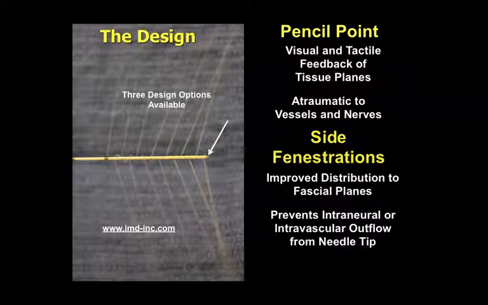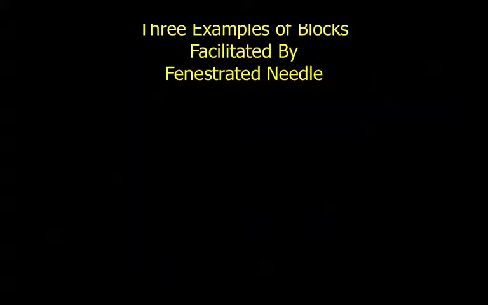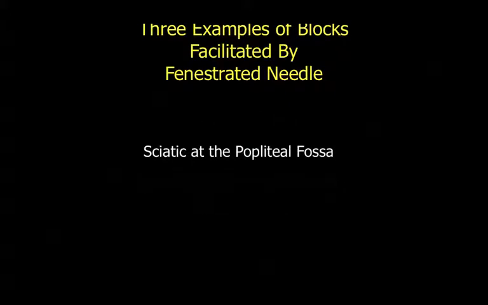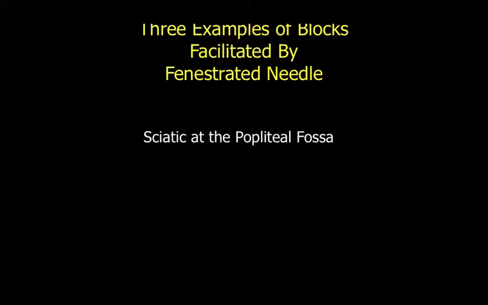There are three design options. There is a 1 centimeter fenestrated segment, a 2 centimeter fenestrated segment, which we'll be using in this video, and a 3 centimeter fenestrated segment. There are three examples of blocks that can be facilitated by this needle: the femoral block, the sciatic block at the popliteal fossa, and the proximal saphenous or adductor canal block. Today we're going to focus on the sciatic nerve at the popliteal fossa.